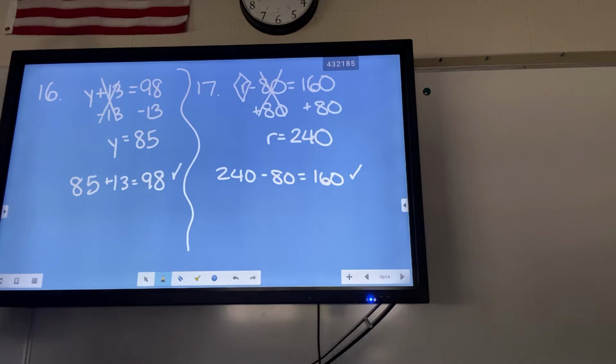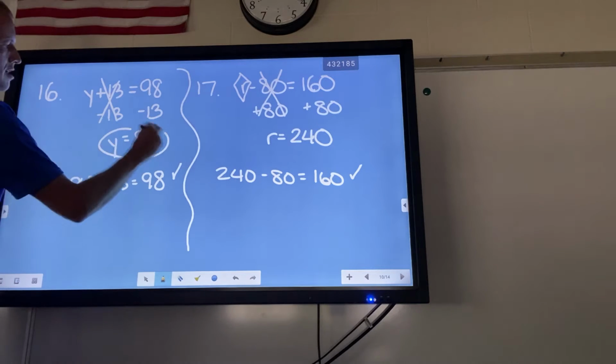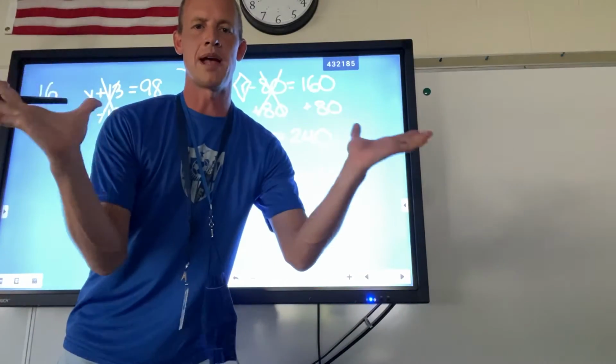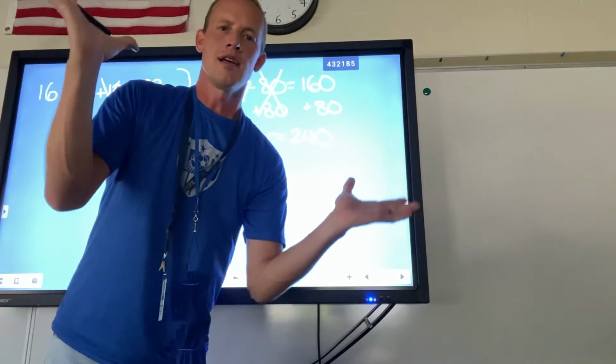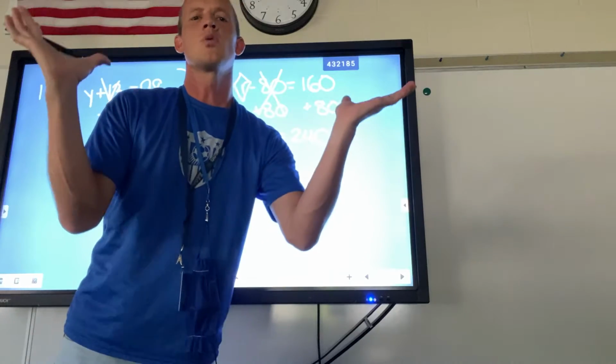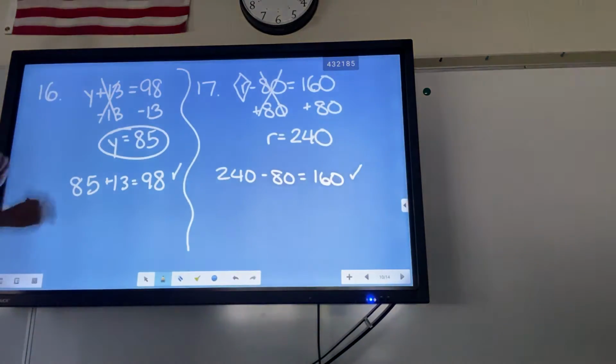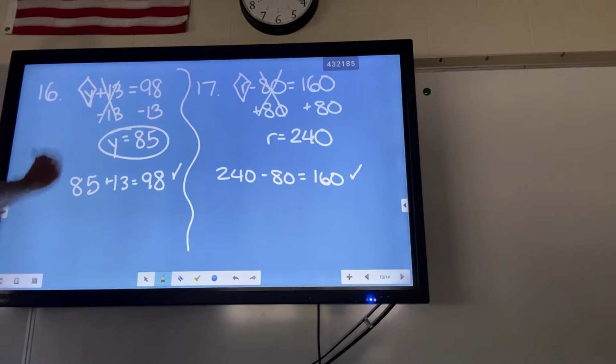Our main goal is to get the variable alone. Does anyone remember why? If you said so that we can get our answer, you're right. So remember, we have our equation. It's a balanced scale. If we do something to one side, we have to do it to the other side so that it's equal.